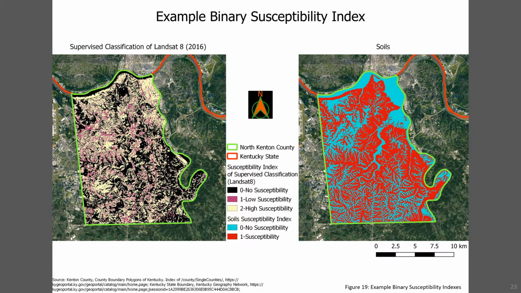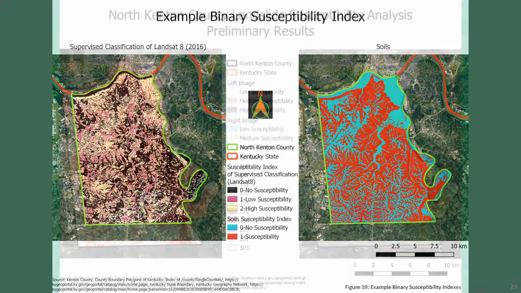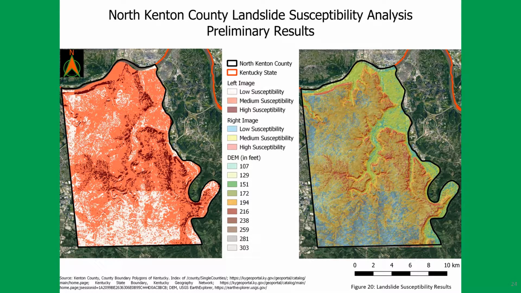Here I present two more examples of what a binary susceptibility index may look like for any given factor considered. In the map to the left, I show an example of the supervised classification for the Landsat 8 2016 image reclassified into the binary susceptibility index. The map on the right shows a similar example for the soil layers. I present to you the preliminary results. In Figure 20, I show the same landslide susceptibility results symbolized in two different ways.